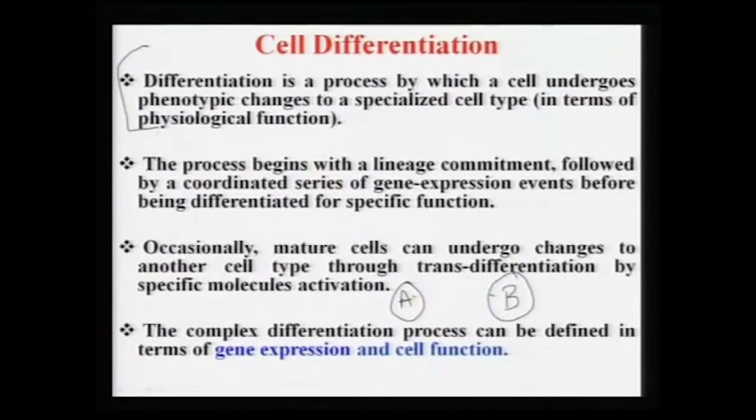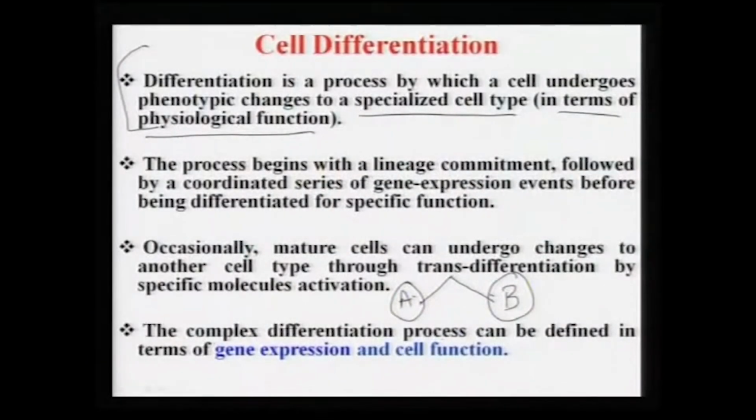So, the first thing is the definition. What is the definition? Differentiation is a process by which a cell undergoes phenotypic changes to a specialized cell type in terms of physiological function. So, if two cells are differentiated, that means A has a different physiological function than B, and why can they perform two different physiological functions? Simply because their DNA structure, their gene structures are different, and the efficiencies of both the genes are also different. The process begins with a lineage commitment.